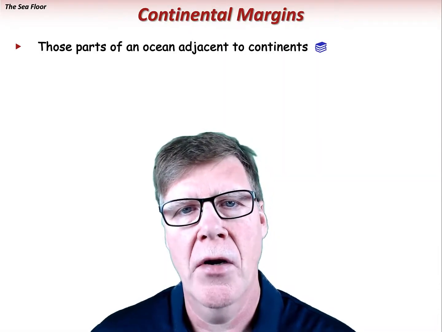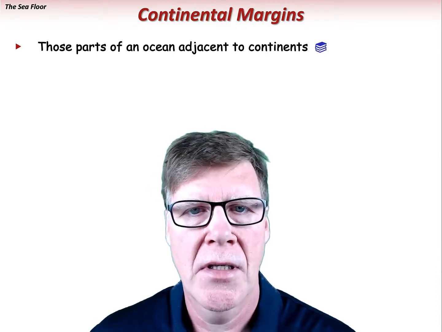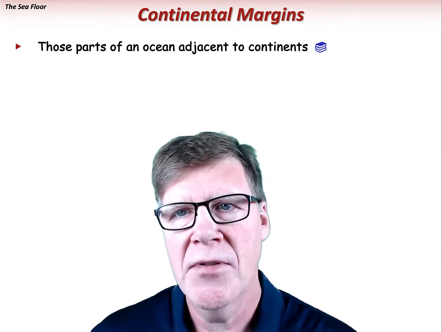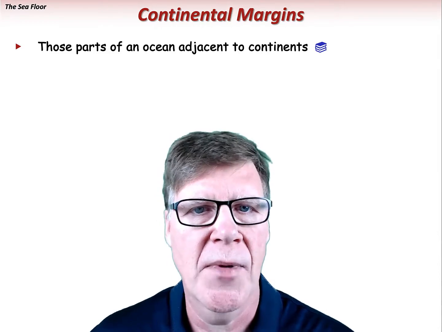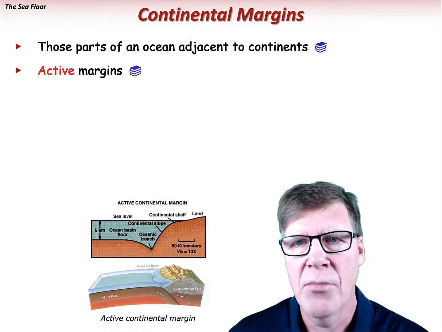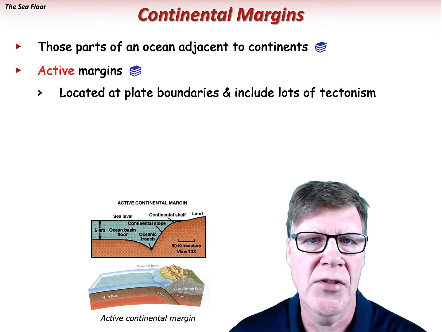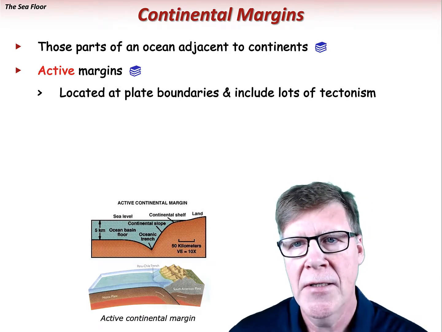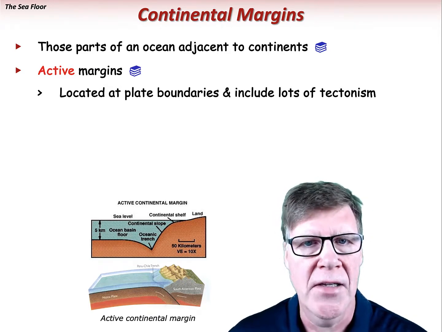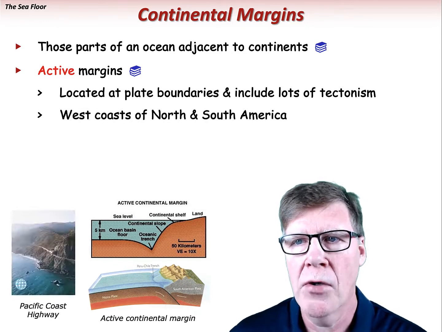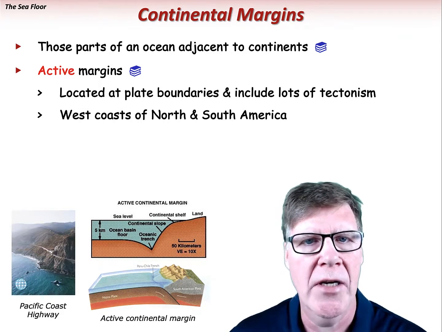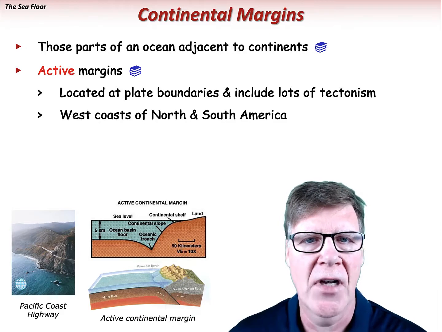Continental margins are those parts of an ocean basin that are adjacent to continents. There are 2 basic types from a plate tectonic perspective. Active margins are located at plate boundaries, like a subduction zone or transform boundary, and include abundant tectonism. The west coasts of both North and South America are examples of active continental margins.